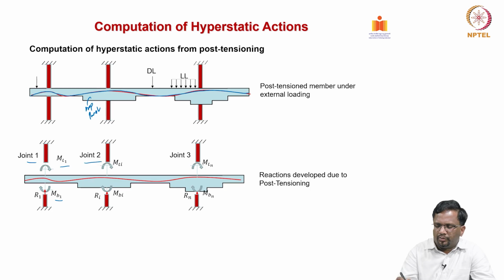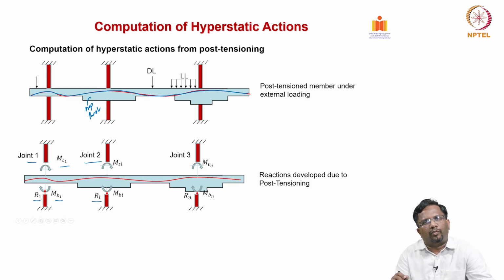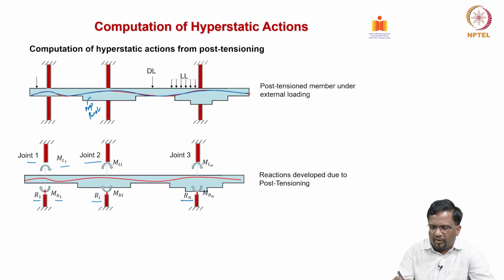Similarly, at joint 2, and these are the reactions that I am developing while you do the pre-stress, and this is at the nth joint. So, Rn, and then the moment at the top is Mtn from the column above, and Mbn is the moment that is coming from the column below. So, these are the reactions that are developed due to the post tensioning.